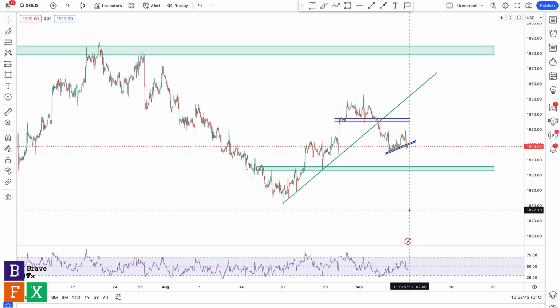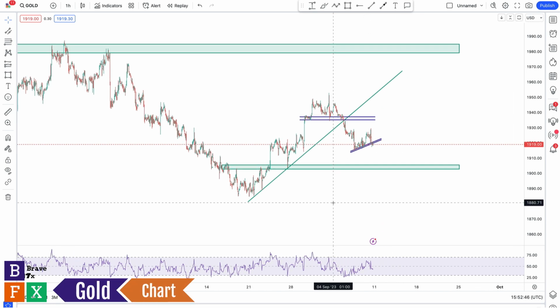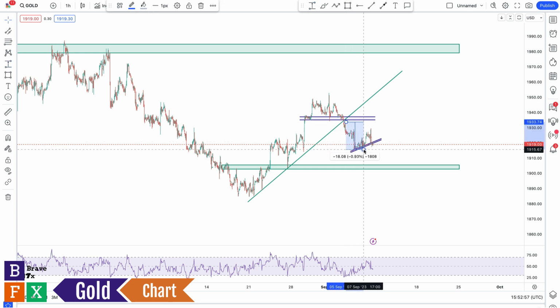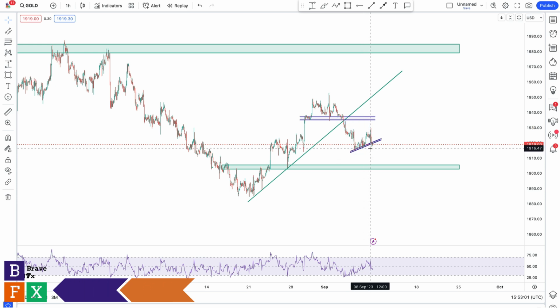So let's get started. This is a gold chart on a 1 hour time frame, and from our analysis last week, we talked about the fact that gold is likely to take out the support level and also break out from this trend line, and we had exactly that. So this was our bearish case scenario to go short. I actually took this trade and made some profit from that.